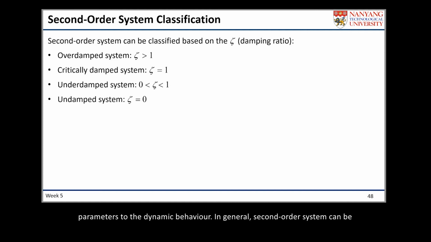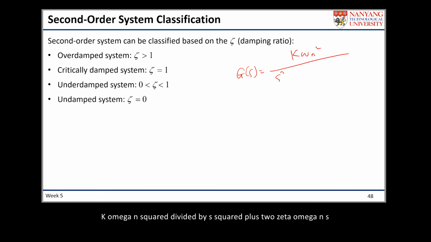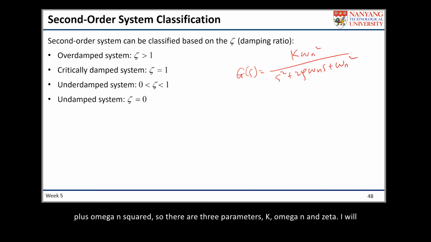In general, a second order system can be divided into 4 different categories depending on the value of the damping ratio, zeta. If you still remember, I will write down again the generic expression of a second order transfer function: k omega n squared divided by s squared plus 2 zeta omega n s plus omega n squared. So there are 3 parameters: k, omega n, and zeta. I will classify second order systems into 4 different classes depending on the value of zeta.